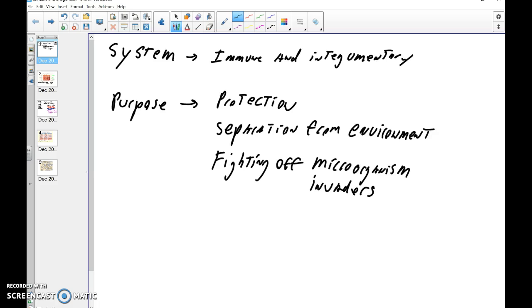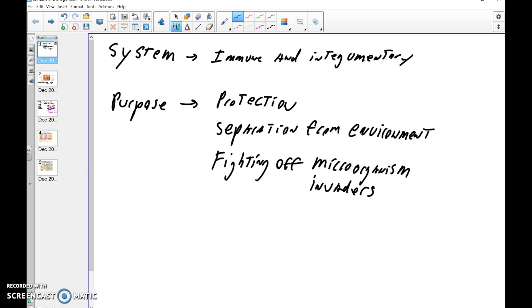And so to get right into that purpose, the main purpose of the immune and the integumentary system is about protection. The integumentary system itself creates a separation between your internal environment and the external environment in which you exist, which is a very important thing for maintaining homeostasis. And the immune system itself is an incredibly structured and detailed system whose whole thing is about fighting off microorganism invaders, which come in many forms, as we're going to talk about.